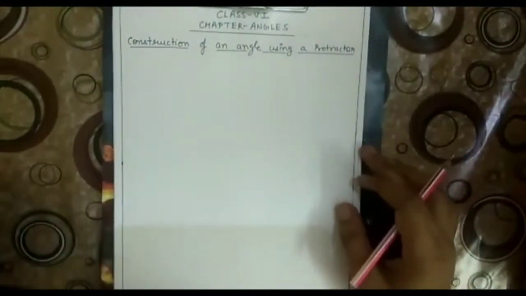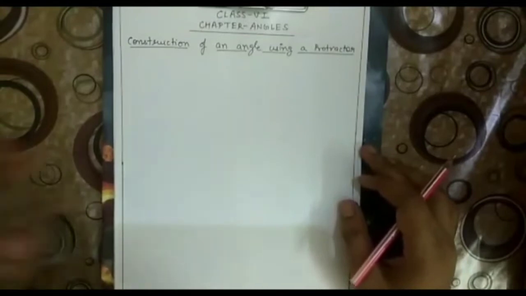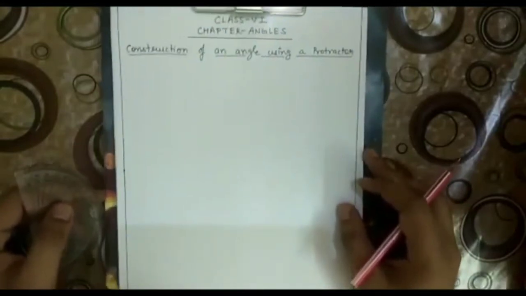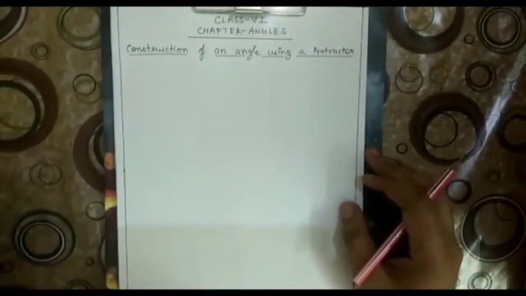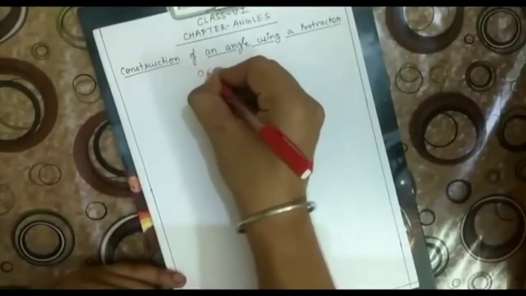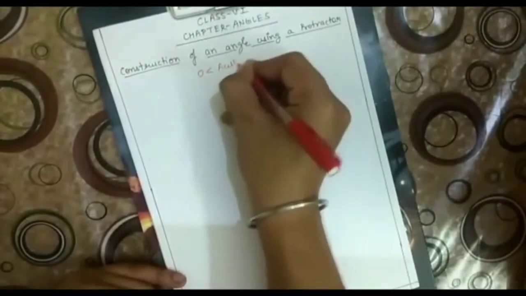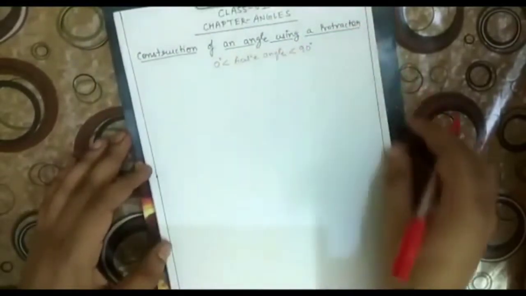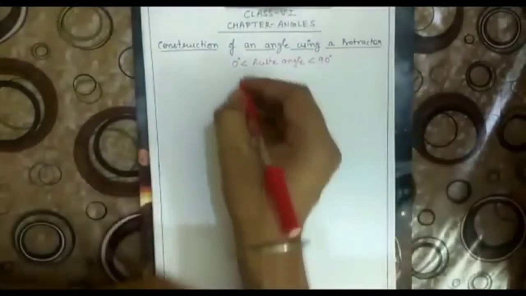So I suggest you, for drawing an angle using a protractor, forget about the semicircles. Always remember two things. First one is your acute angle always lies between 0 and 90 degree. It means acute angles are always greater than 0 and less than 90 degree. So if I write for the acute angle, greater than 0 and less than 90 degree.